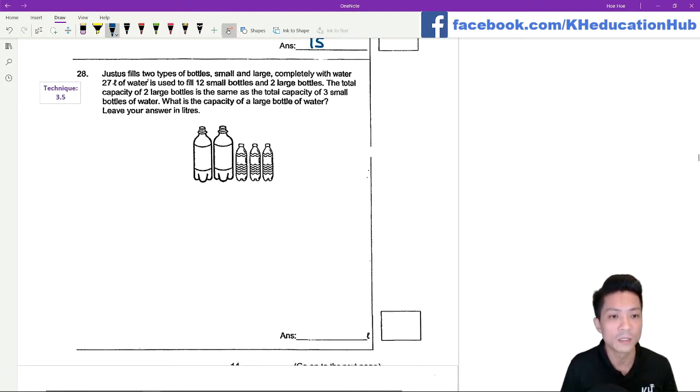Question 28. Justus fills 2 types of bottles, small and large, completely with water. 27 liters of water is used to fill 12 small bottles and 2 large bottles. The total capacity of 2 large bottles is the same as the total capacity of 3 small bottles. What is the capacity of a large bottle? Now let us write down the statement first. 12 small plus 2 large is equal to 27 liters, right?